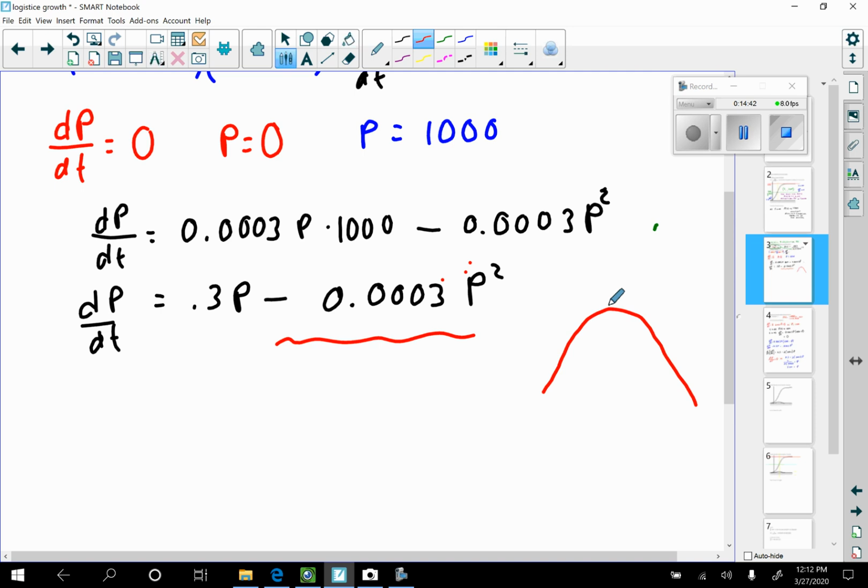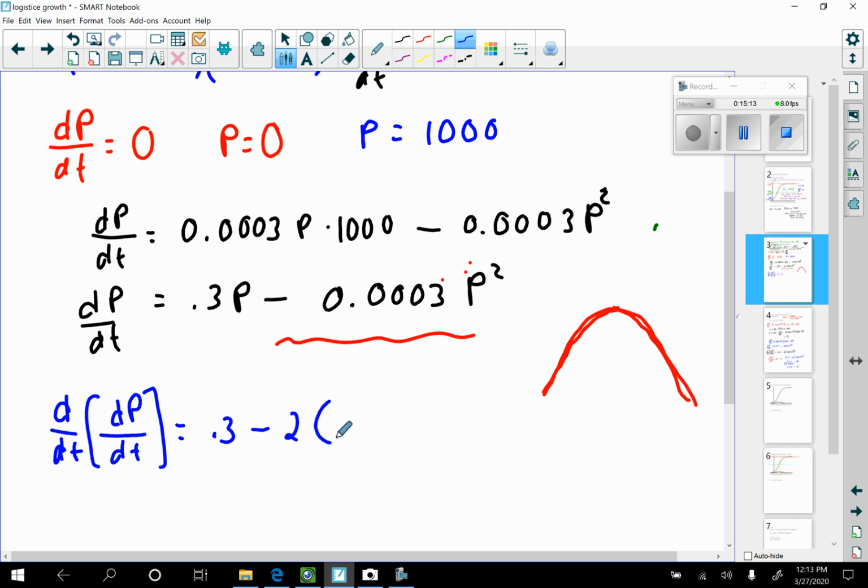So how are we going to find where that derivative is increasing, then decreasing? How do we find that? We're going to find the derivative of the derivative. So we're going to take the derivative with respect to t of this expression. This is a really easy derivative to find. This portion here is a constant times p. It's just 0.3 minus 2, bring the 2 down, times 0.0003p. Bam.